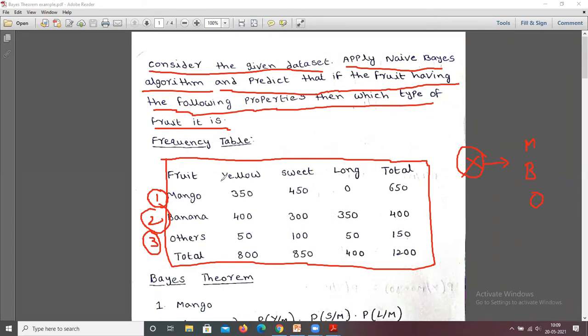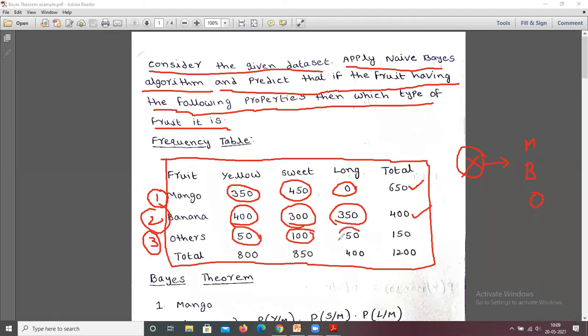So this is the mango: yellow 350, sweet 450, and long is 0. And total mangoes are 650. Similarly, banana: yellow 400, sweet 300, long 350, and the total bananas are 400. Others: the value of yellow is 50, sweet 100, long 50, and the total of other fruits is 150.